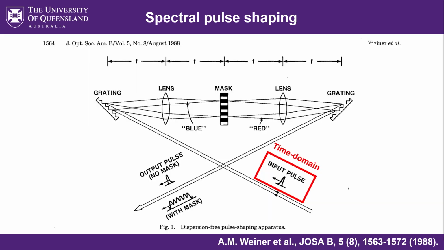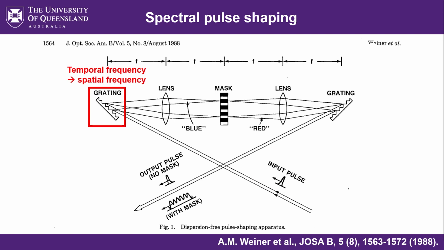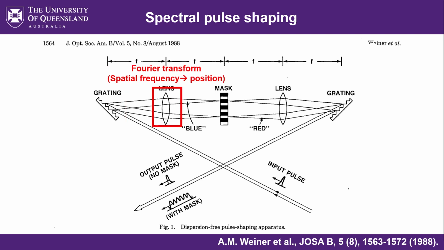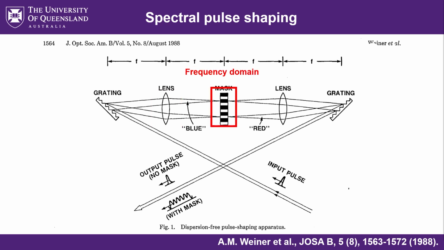How does it work? The idea is you take the pulse in and then you decompose it into its spectral components using a dispersive element like a grating or prism, etc. That dispersive element maps the wavelengths to angles. So that is, it maps the temporal frequency to a spatial frequency. In the Fourier plane of that dispersive element, you've now got access to the individual frequency components, those spectral components which made up your original beam as separated spatial positions on your mask.